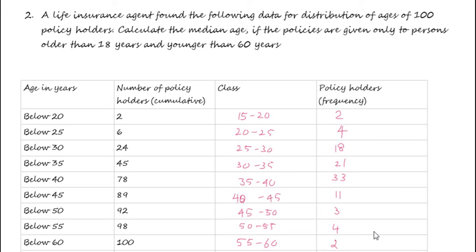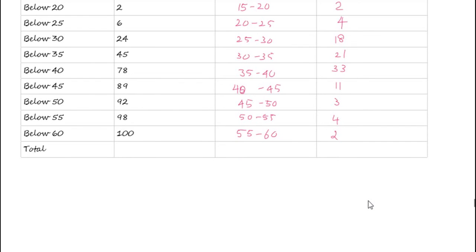We need to calculate the median of the age. N equal to 100. Therefore, N by 2 equal to 50, and see where it falls in this cumulative frequency. 50 is more than 45, so it falls in this, and this is the class.